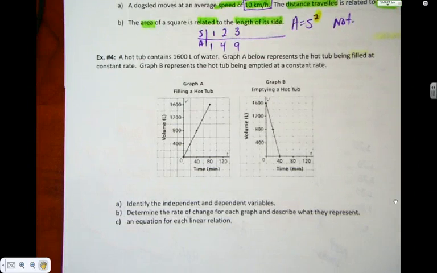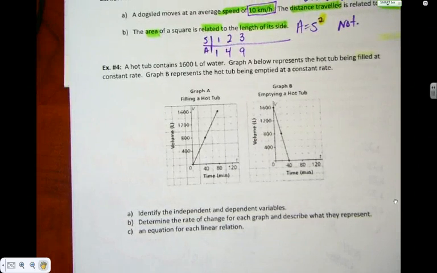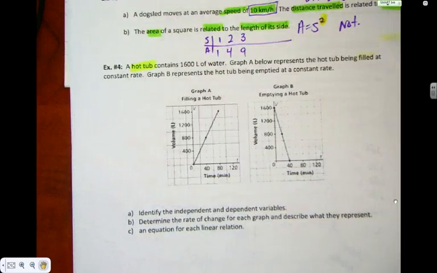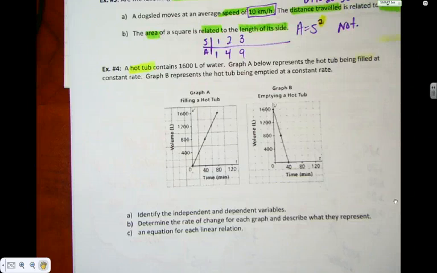So read the little paragraph at the beginning before the graphs. What's important? Hot tub. Really, it could be a big tank, it could be a bathtub, we don't care, it's a vat.